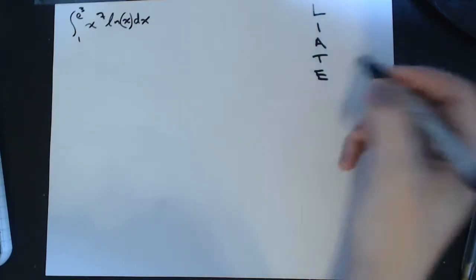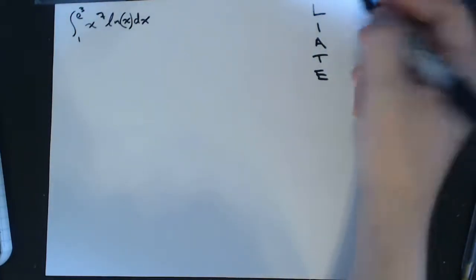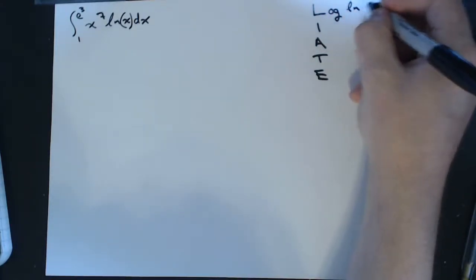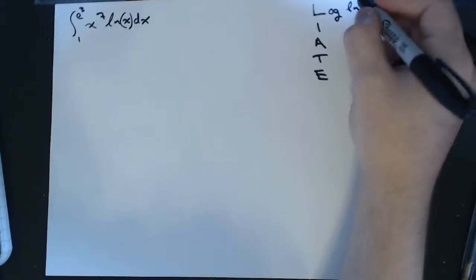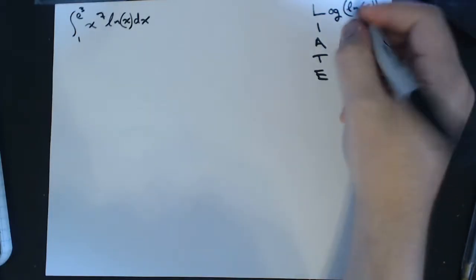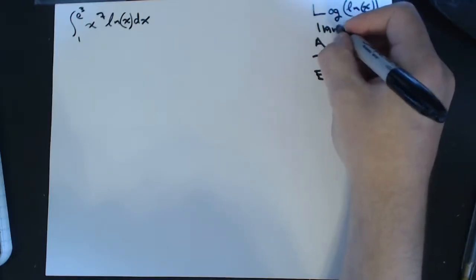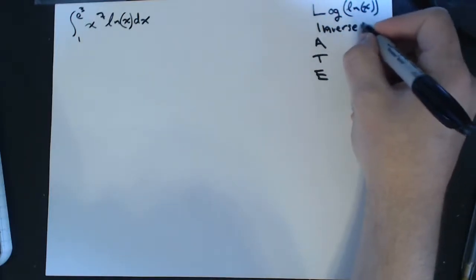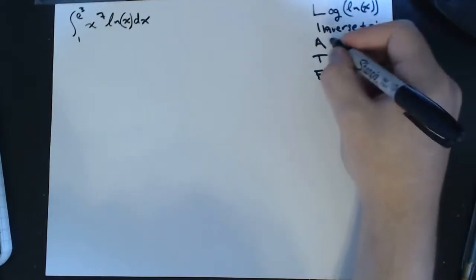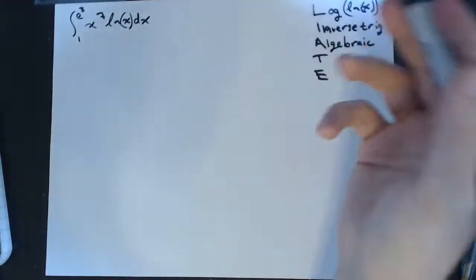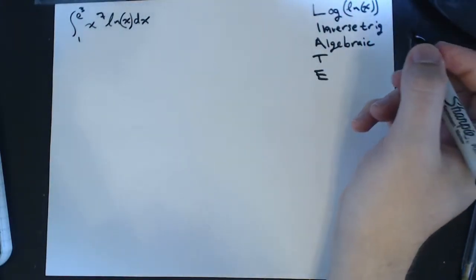LIATE, or LIATE sometimes I've heard it called. So the L is for logarithmic, like ln of x, or log base whatever. I is for inverse trig. A is for algebraic. So your x to the 7th, for example, or x to any power would be an algebraic expression.